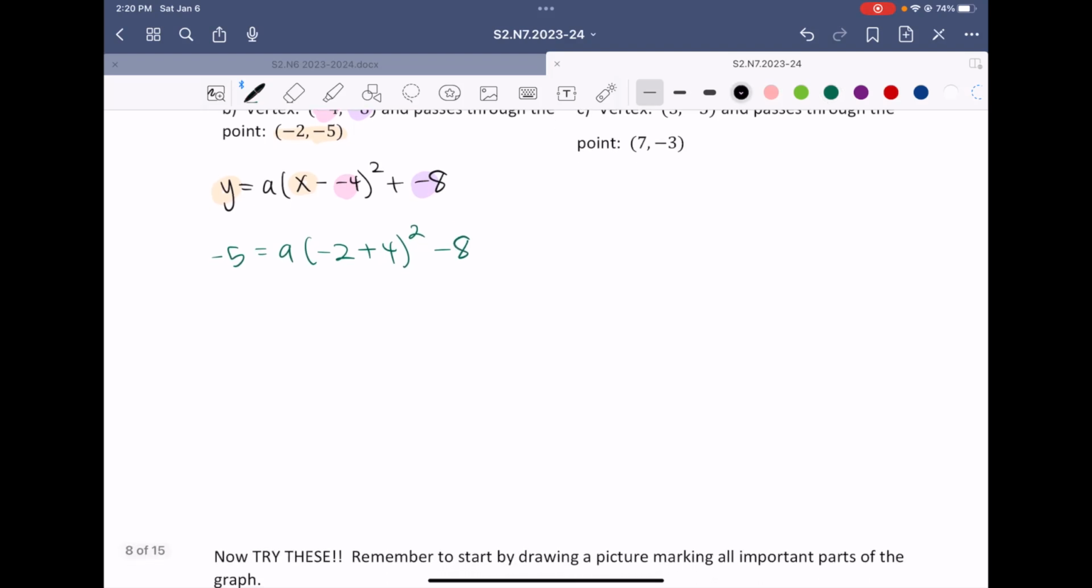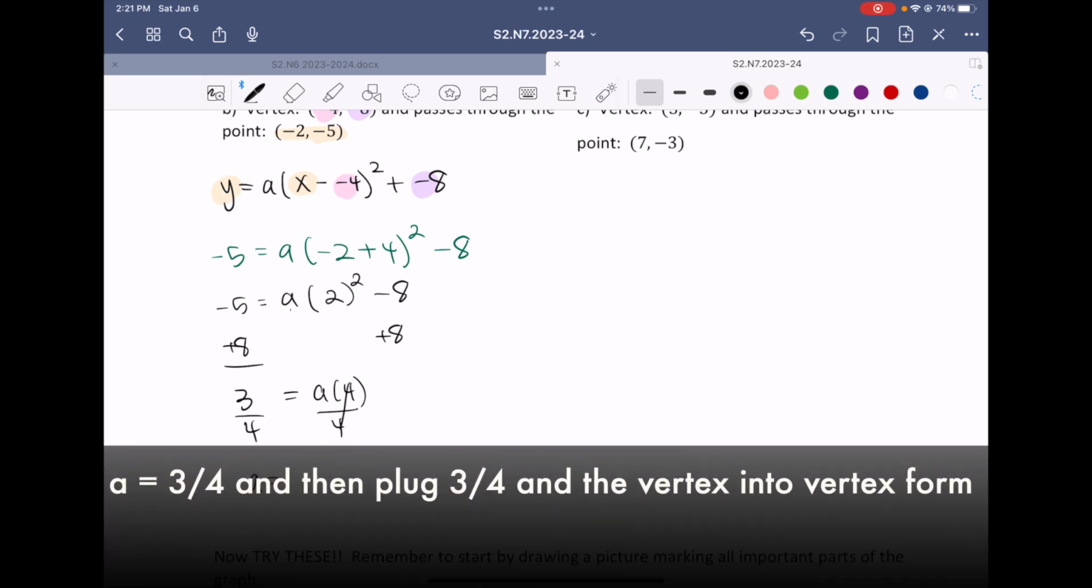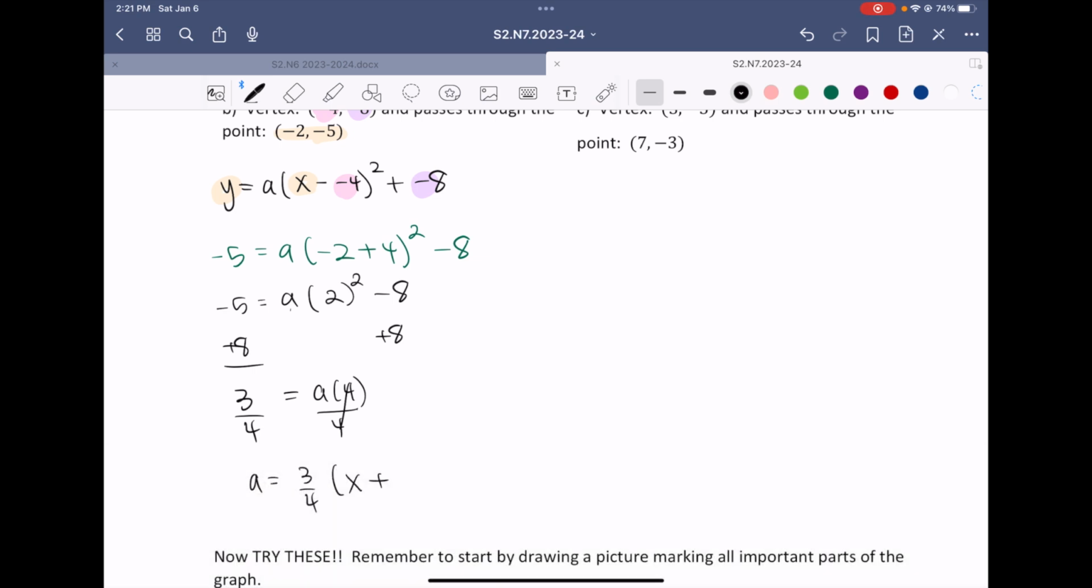All right, clean it up. Look inside the parentheses. -5 equals a times 2 squared minus 8. And then, again, you can do this in the same line. You can move it, or you can square it and then move it. You can take 2 steps or 1. It doesn't matter to me. I'm going to add the 8 over and call it a 3. And then a times 2 squared would be a times 4. Divide both sides by 4. And a is equal to 3/4, x plus 4 squared minus 8.